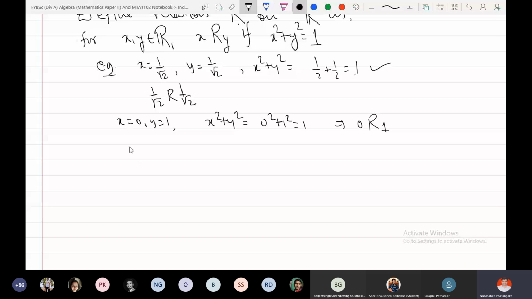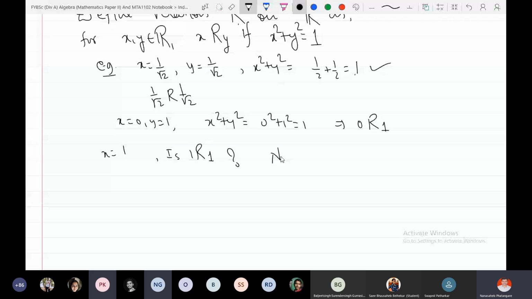Now, if I take, for example, x is equal to 1, is 1 related to 1? No, sir. Because 1 square plus 1 square is 2, which is not equal to 1. So what is the conclusion? 1 is not related to 1. So there is evidence for which reflexivity fails, right? Therefore, this relation is not reflexive.